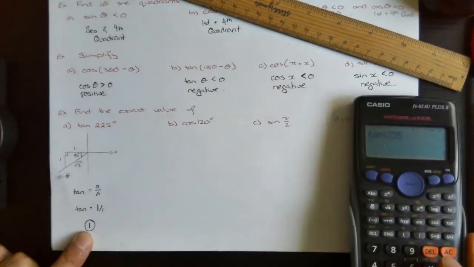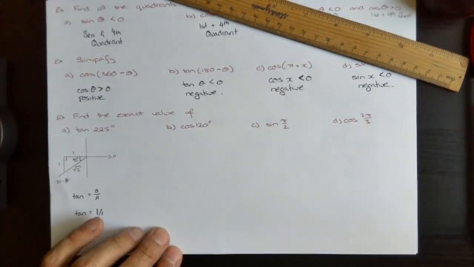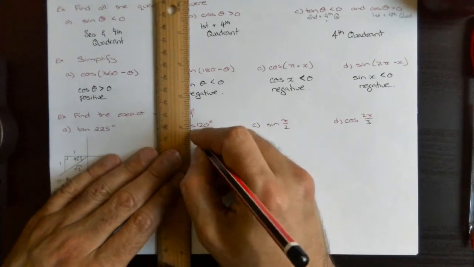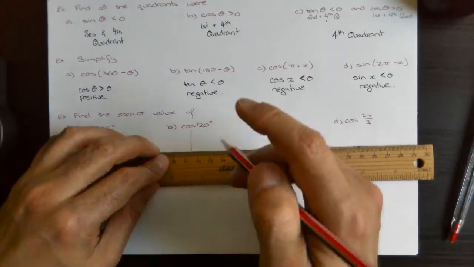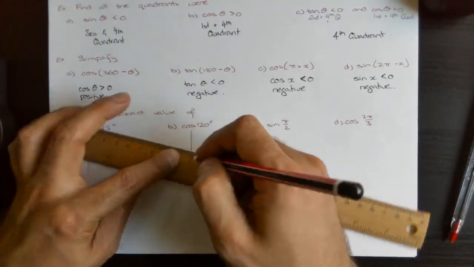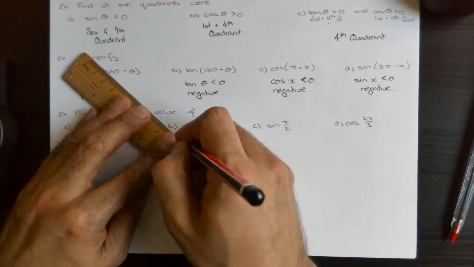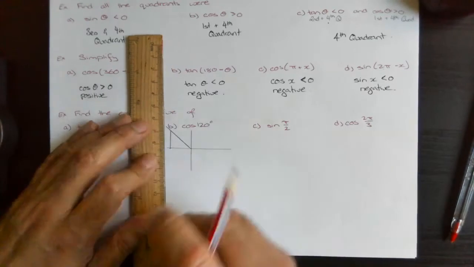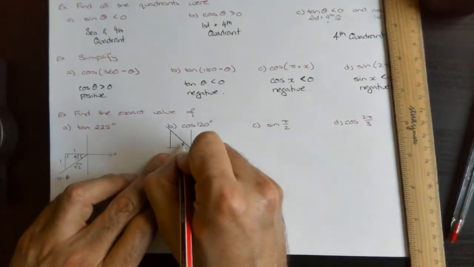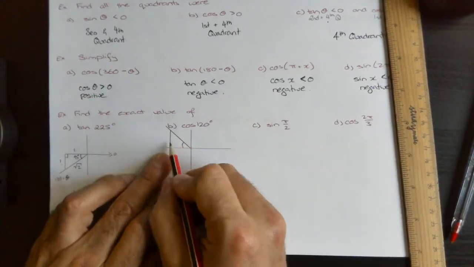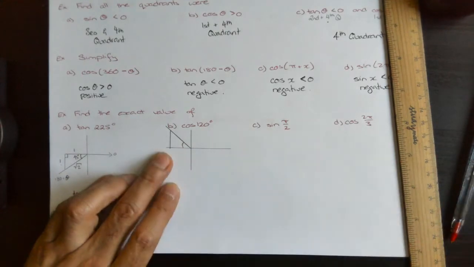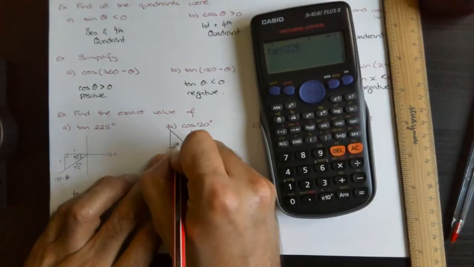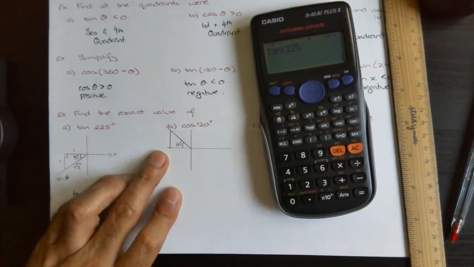Okay. Let's do the next one. We got cos of 120. So 120 is somewhere here. These triangles happen at this point. So I do, this quadrant's 180 minus theta, and at the moment theta is 120, so that's going to be 60 degrees. Okay.